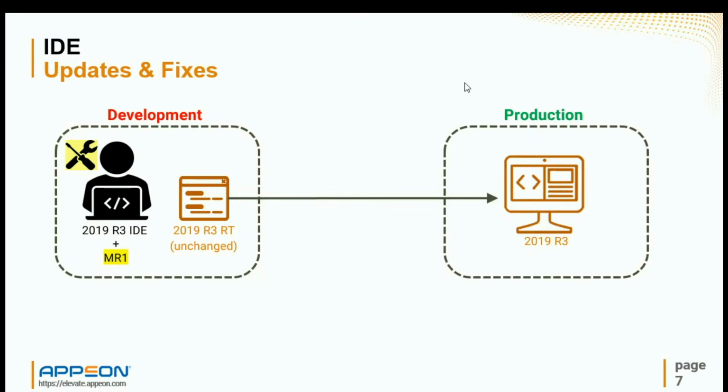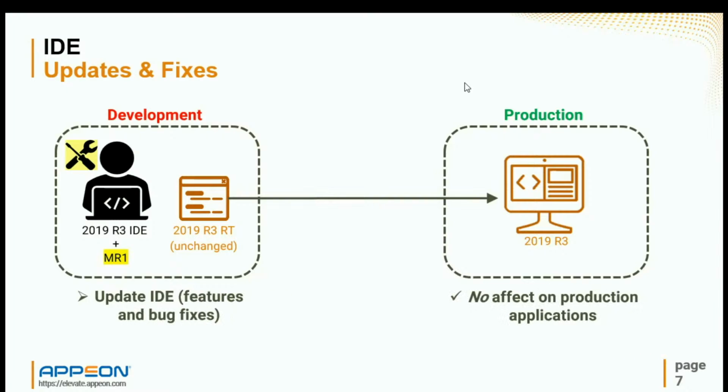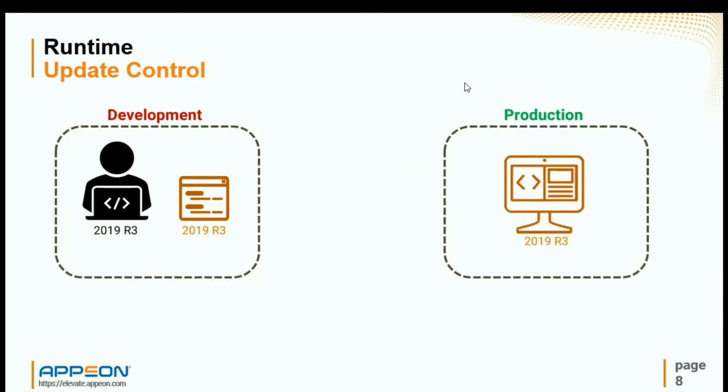Let's say, for example, it's just a bug in a selection on a property screen for a drop-down list that's not entirely comprehensive. So now we can update the IDE. The runtime stays unchanged, and therefore you don't have to redeploy. In prior releases, if you wanted to upgrade the IDE, you also had to take the new runtime because they were tightly coupled. So let's have a look at runtime update control. Again, we have the developer and the application on the base 2019 revision number 3.